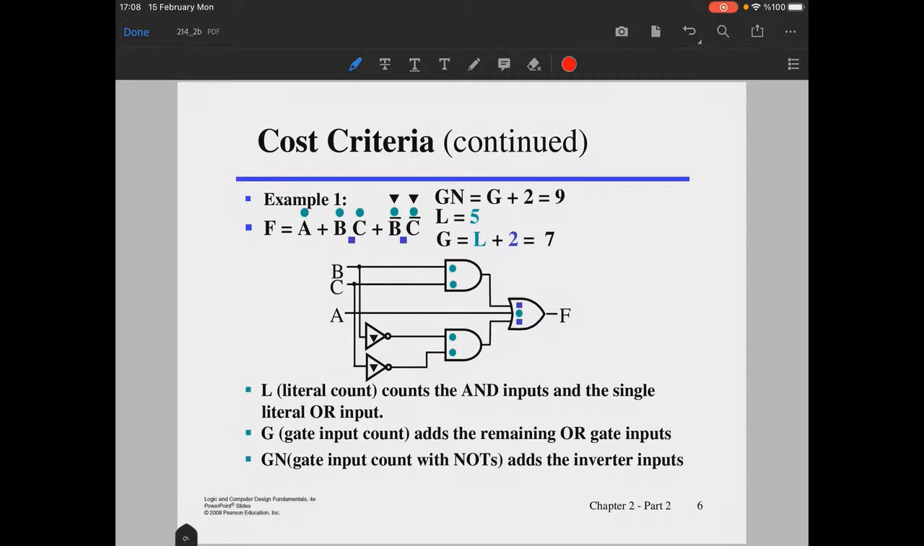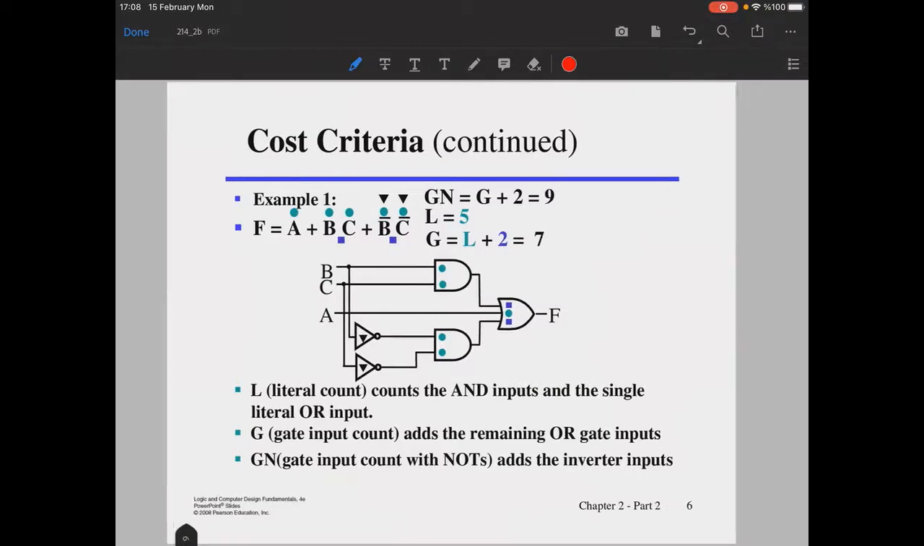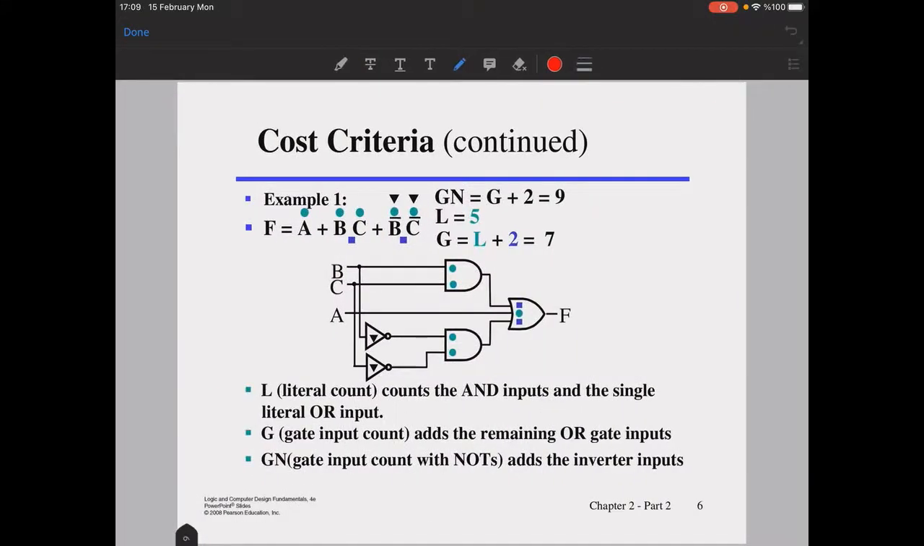So this is explaining to us how we count the gate input cost here, but we already did this, I think you know this. We first count the number of inputs to gates, okay, and this is your gate input cost, and if you add the inverters you will get the gate input cost with nots. That's it.